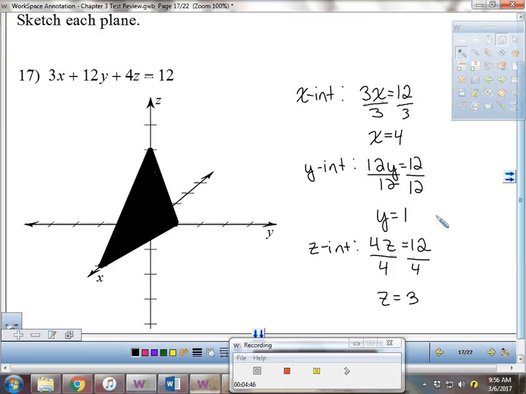Kind of reminds me of those Dorito things from Taco Bell. I don't know why. Those triangular Dorito things.